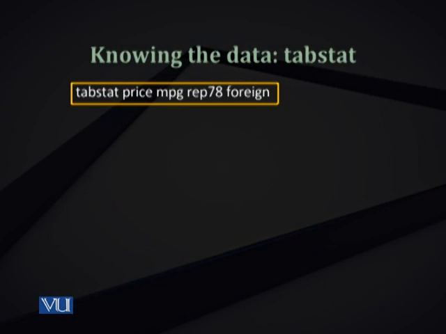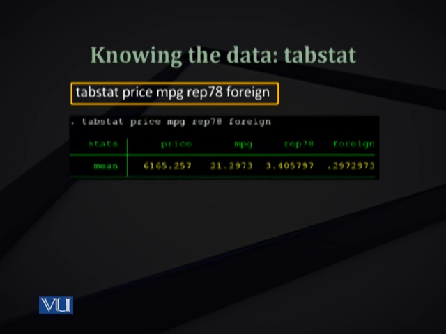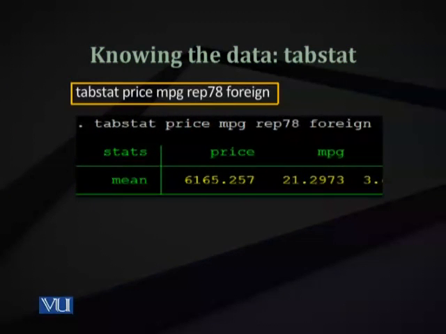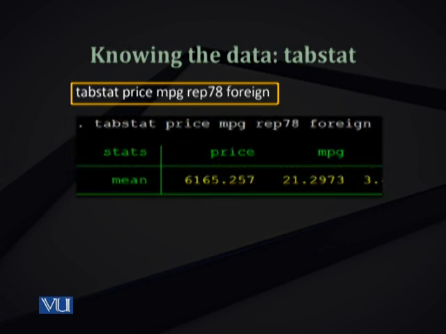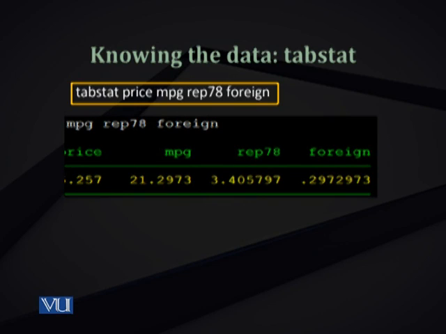So if you type tabstat price MPG rep78 foreign, so you are specifying 4 variables. And if you just write tabstat price MPG rep78 and foreign by specifying 4 variables, you get the means of these 4 variables. So if you don't specify an option with tabstat, you will be getting only arithmetic means for tabstat, which are shown as, say, 6,165 as the mean of price, 21.29 as the arithmetic mean of MPG, and so on.